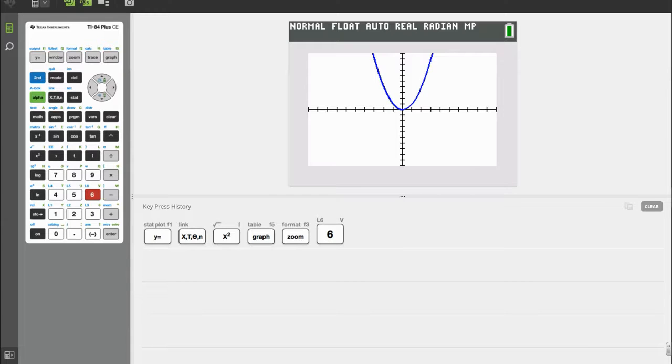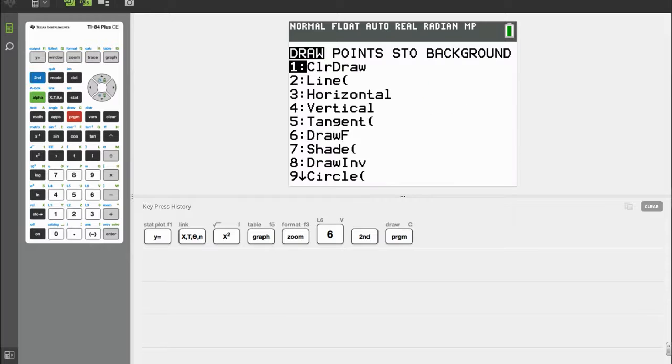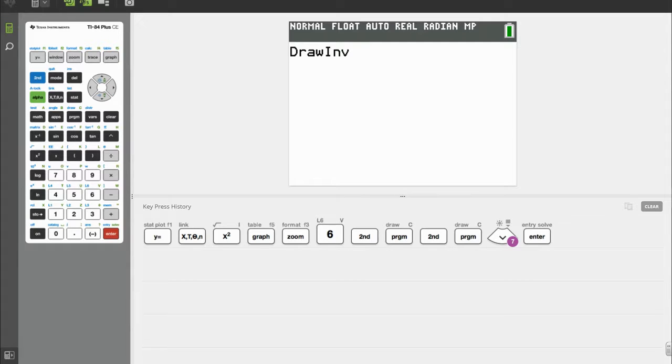Now the next step then is to go to second draw and choose option 8. So we're going to go to second, and press the draw button or the program button. If you notice, right above the program button is the word draw. So we have to go to second program. It's highlighted in red. And you'll see that number 8 is draw inverse. So you can either press number 8, or you can just go to number 8 and hit enter.